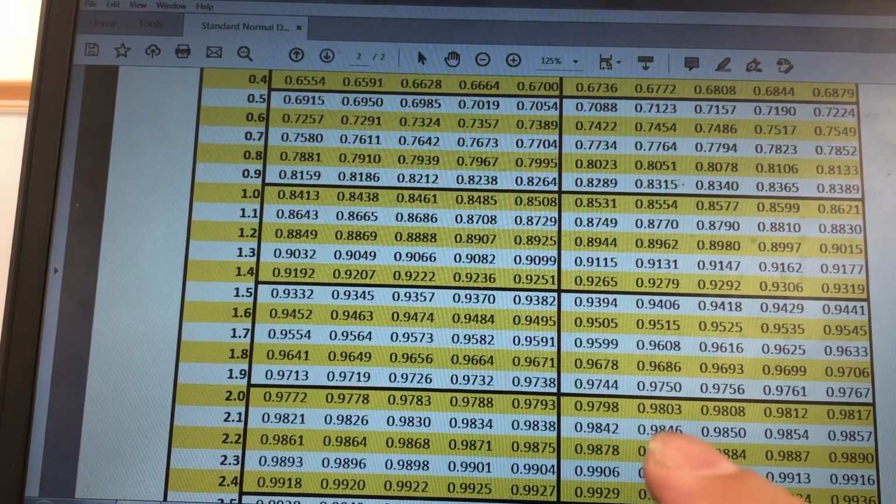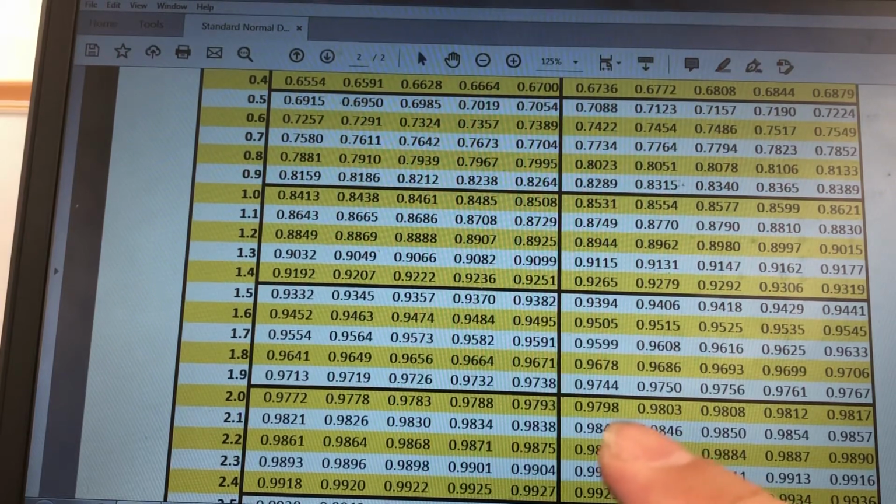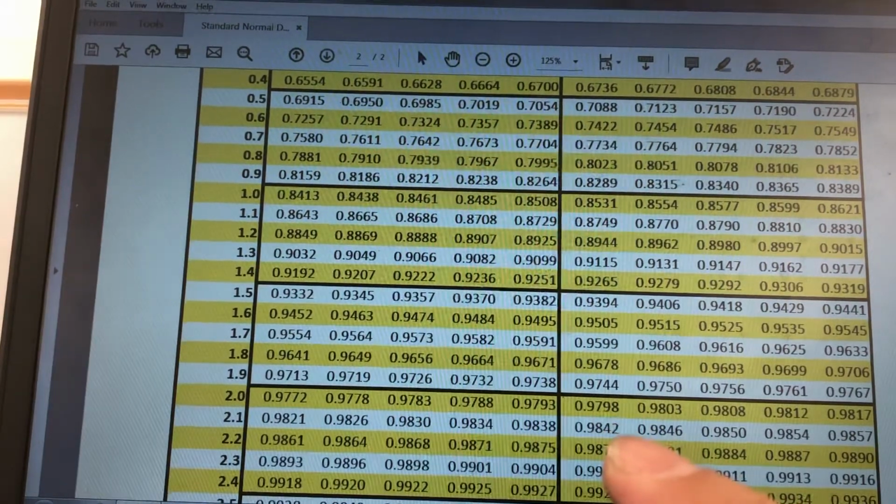0.9803. It skips right over the number we're looking for. We are looking for 0.9800. This actually happens more often than not when you're looking for an area and it is not in the Z-chart. The other one was, and I knew it was going to be.